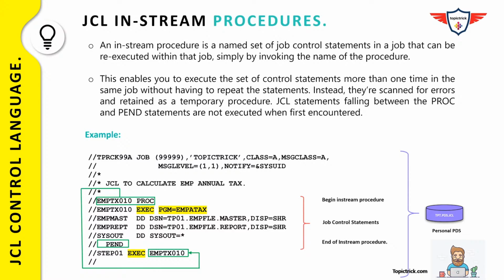It's your choice. Now it's time for the answer. The maximum number of in-stream procs that can be included in a JCL is 15. So let's see how many of you have got the correct answer. Now let's talk about the catalog procedures.